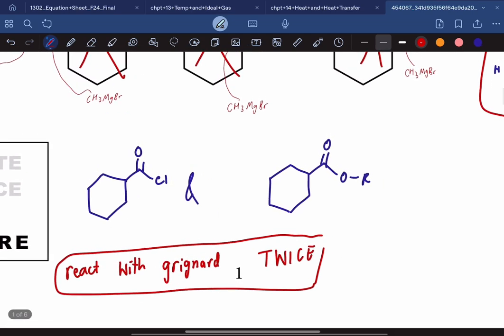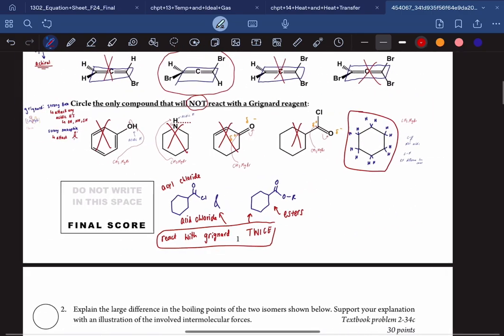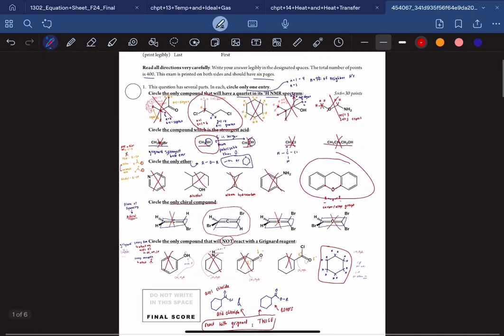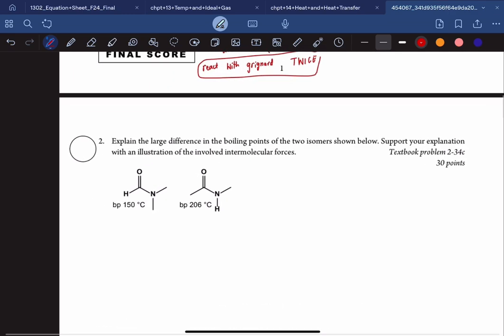And those are esters, like this. So esters, or acid chlorides. So these groups will react with the Grignard twice, this one and this one, okay? So just know that in case it pops up, you don't want to be missing that question, okay? This is also called acyl chloride, if you're interested in that nomenclature. But yeah, that's the first page done, and it looks kind of messy, but hopefully it makes sense.